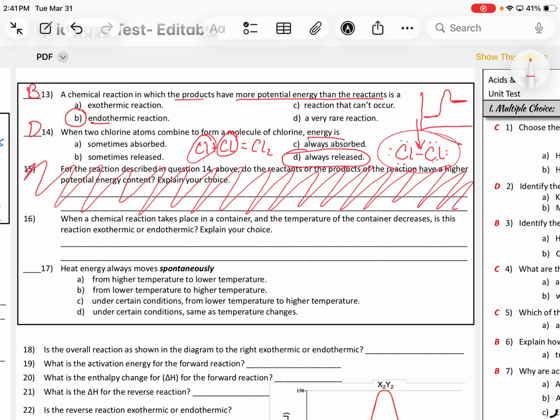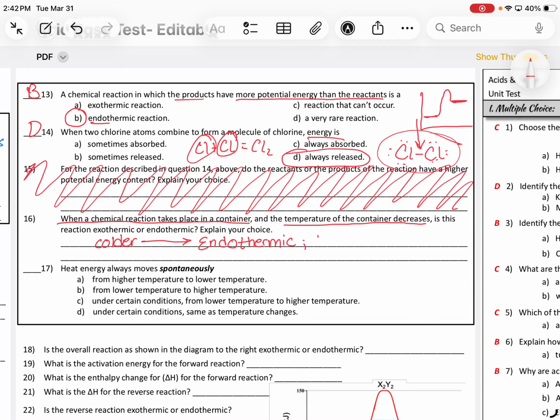When a chemical reaction takes place in a container and the temperature of the container decreases, is this reaction endothermic or exothermic? Explain your choice. So, a chemical reaction is taking place in a container. The temperature of the container decreases, so it gets colder. If the container is getting colder, what type of reaction is it? Energy is leaving the surroundings and going into the system, going into the bonds of the molecule. So it's going to be absorbing that energy. Therefore, it's going to be endothermic.